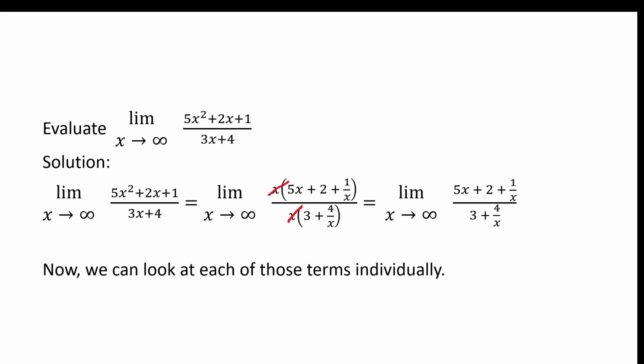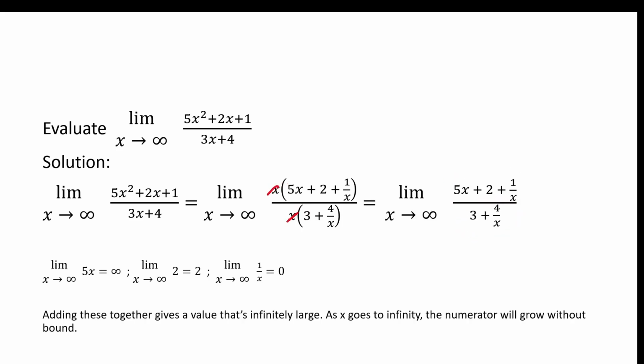You've got the limit as x goes to infinity of 5x plus 2 plus 1 over x over 3 plus 4 over x. And we'll look at the limits of these individually. The limit as x goes to infinity of 5x is infinity, because as x gets infinitely large, 5x gets infinitely large. The limit as x goes to infinity of 2 is just 2. The limit as x goes to infinity of 1 over x is 0, because in that little fraction right there, you've got yourself a numerator that's finite and a denominator growing without bound. And as we saw in a previous slide, that'll be a limit of 0.